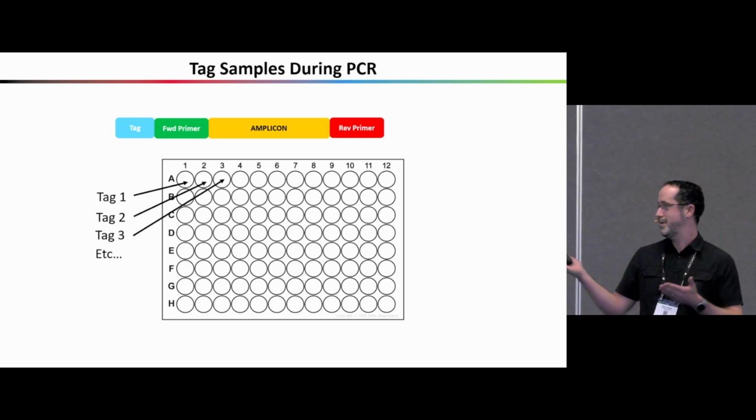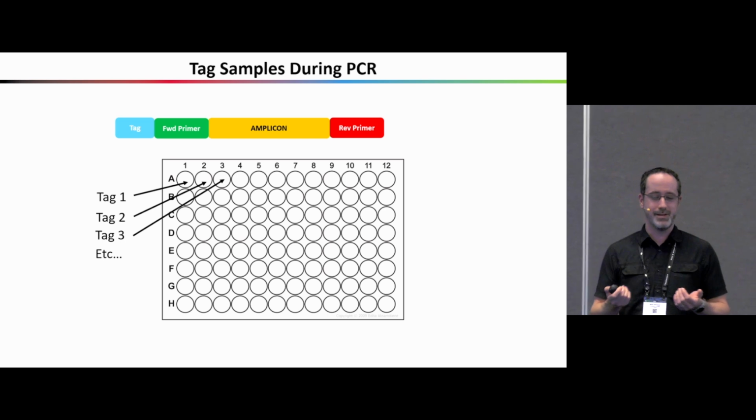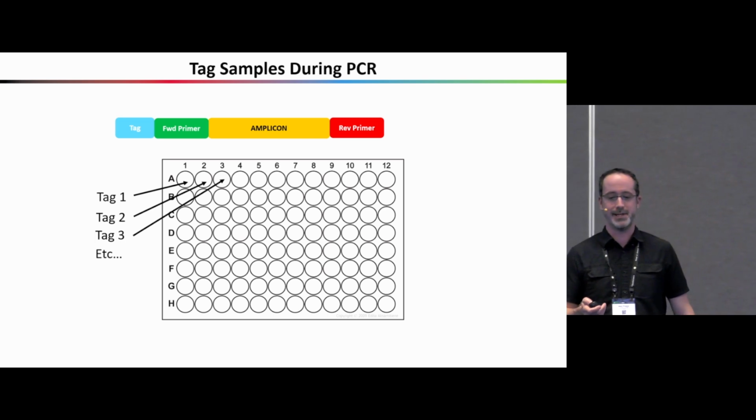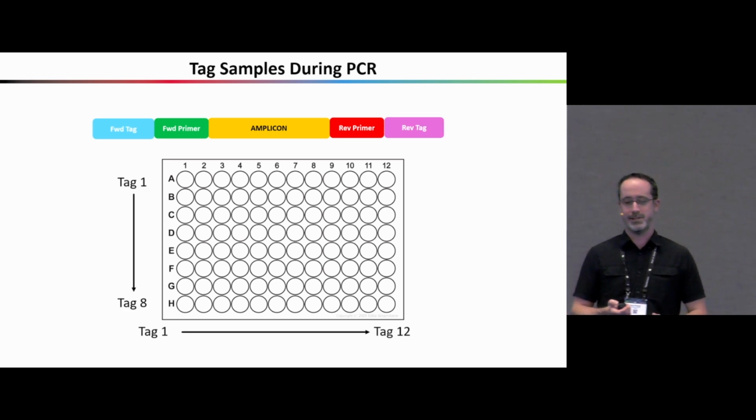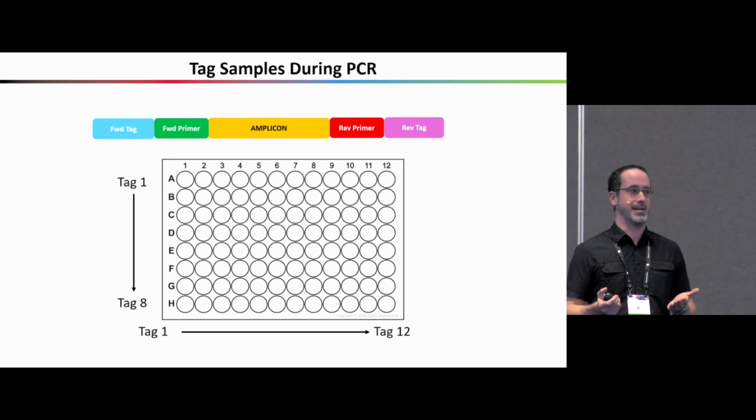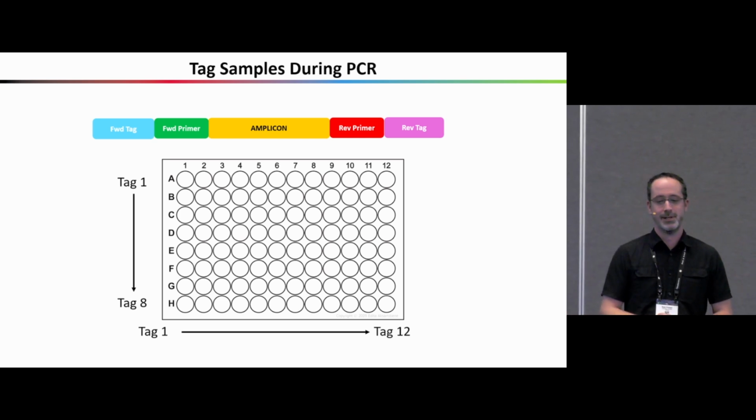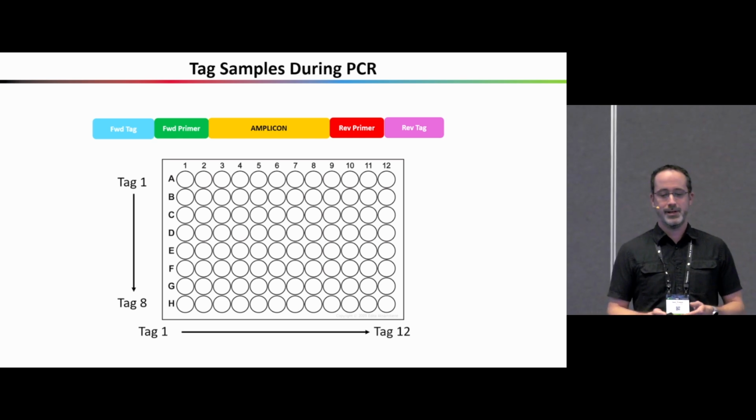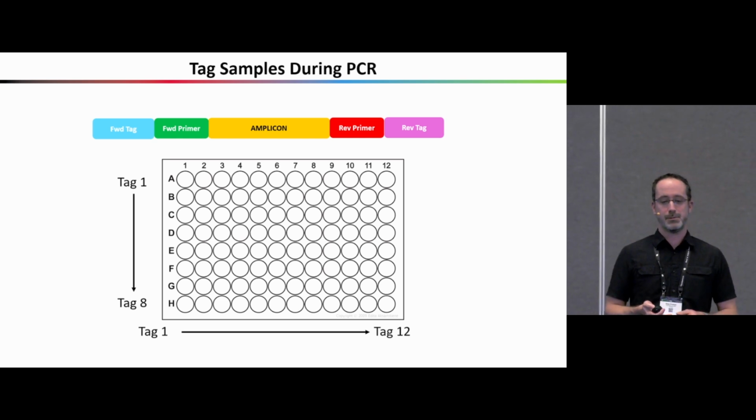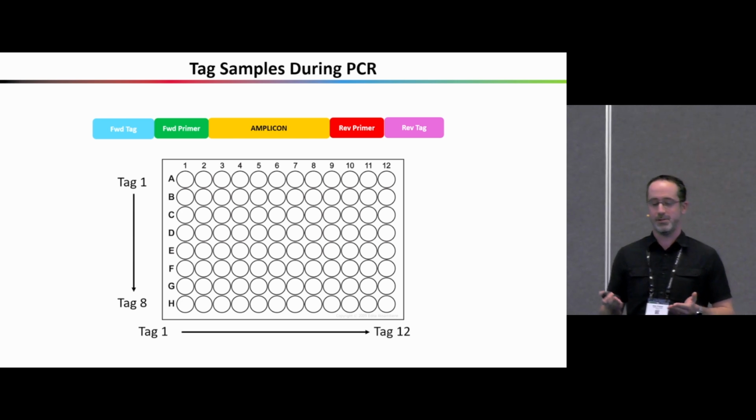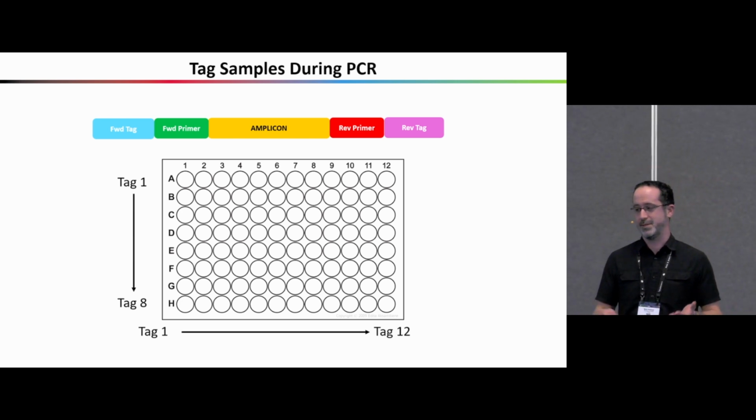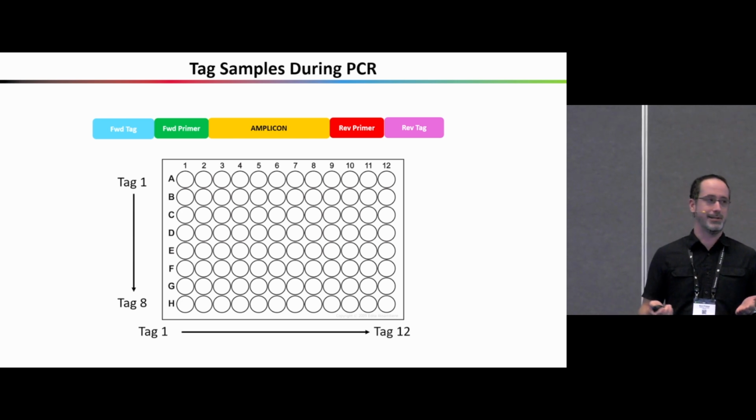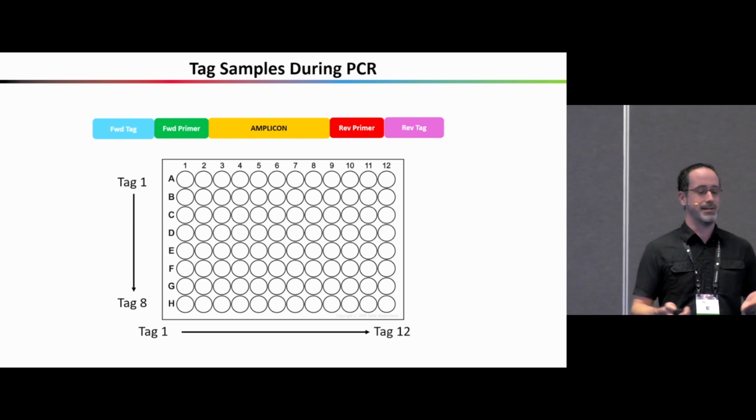In this example, if you have 95 samples, you would have to use 95 different tags. But there's a much more efficient way to do this, and that's by using 2 tags, one on each of your primers. By utilizing this dual tagging system, you no longer need 96 different tags to tag an entire plate. You can just use 8 tags on your forward primer distributed across the rows, and 12 tags on your reverse primers distributed across the columns, and that will be enough to give you 96 unique combinations.